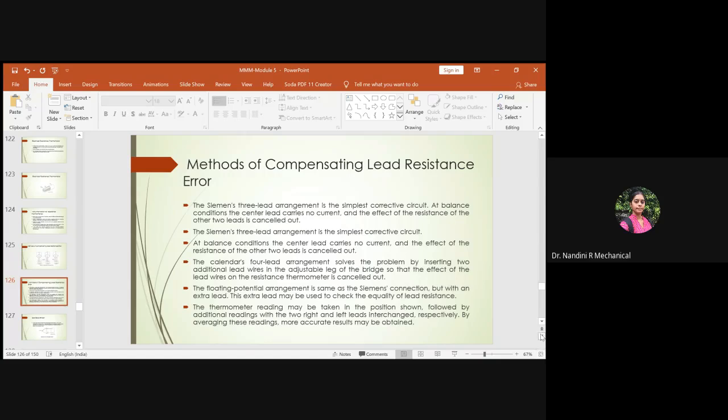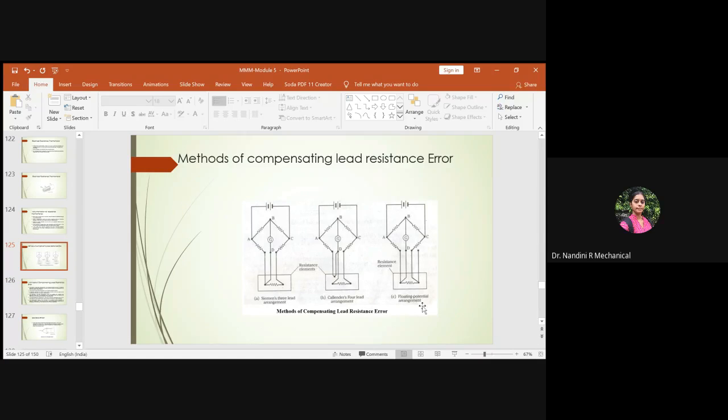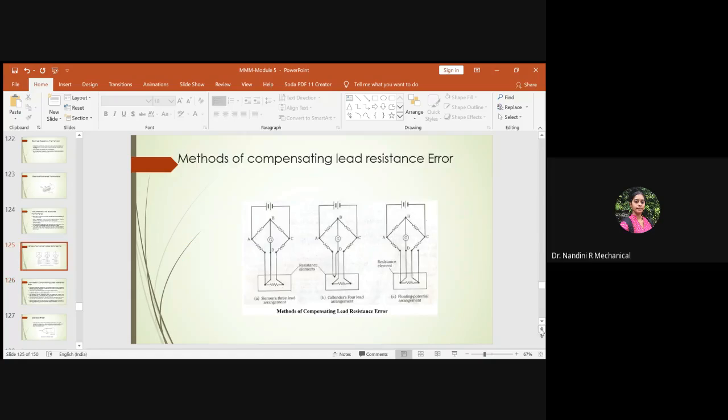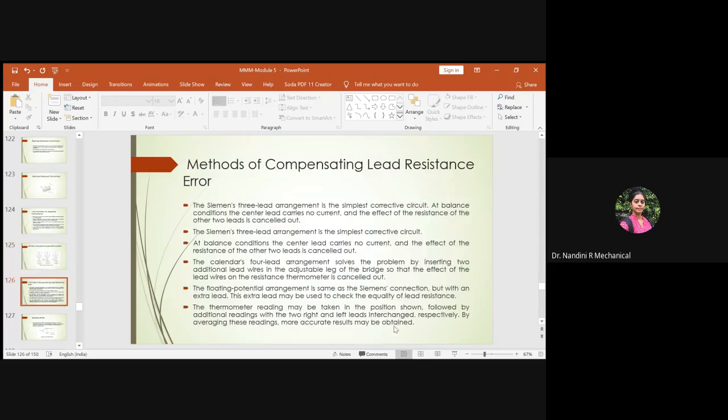So next one is the floating potential arrangement. What happens in the case of floating potential? The floating potential arrangement is similar to the Siemens connection. What is extra here? It has an extra lead. So you can just have a look. This is exactly similar to our Siemens. The only thing is you have one extra lead wire over here. Why is this extra lead wire being used?